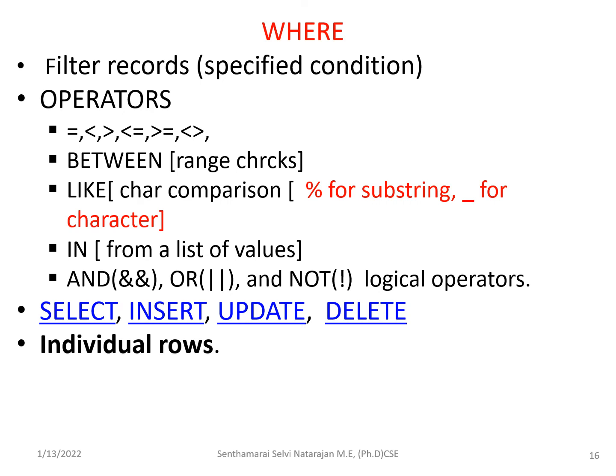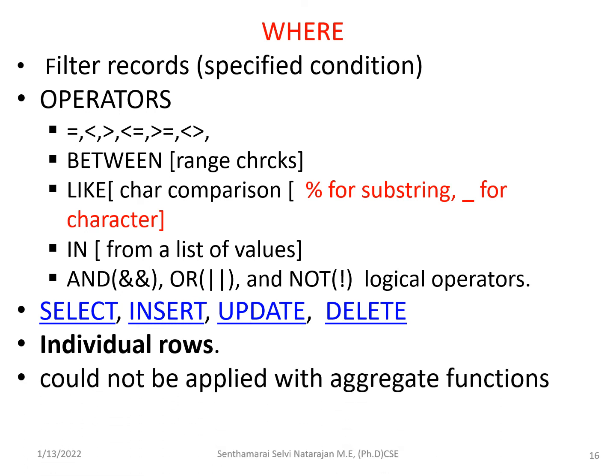Next, individual rows. The WHERE clause acts on individual rows or individual records, and it cannot be applied with the aggregate functions like max, min, average, and so on. Okay, so that is the case with the WHERE clause.